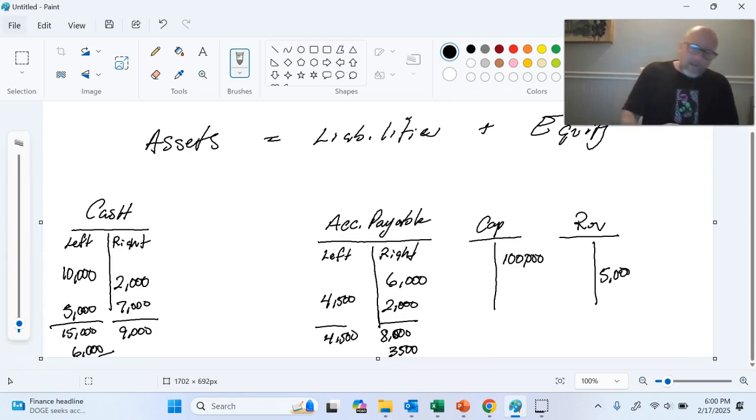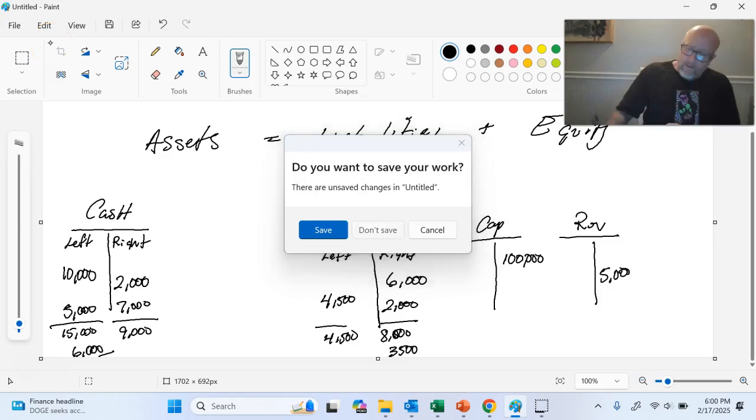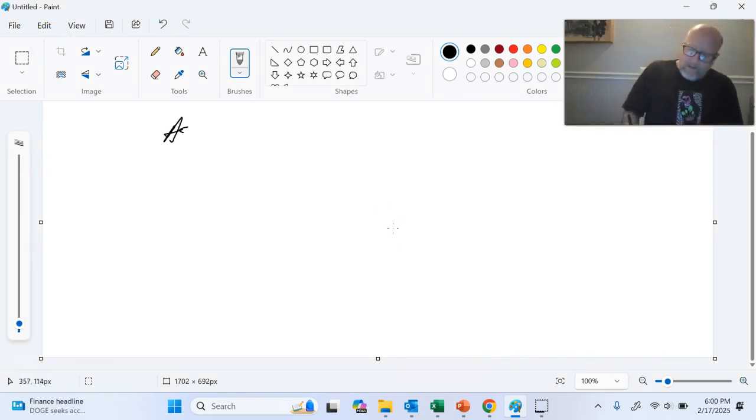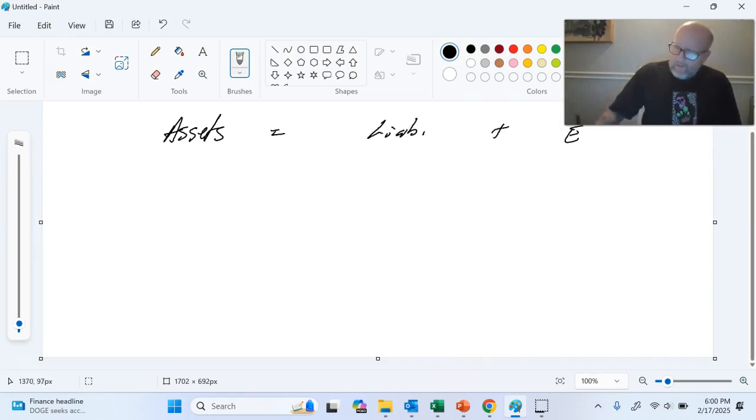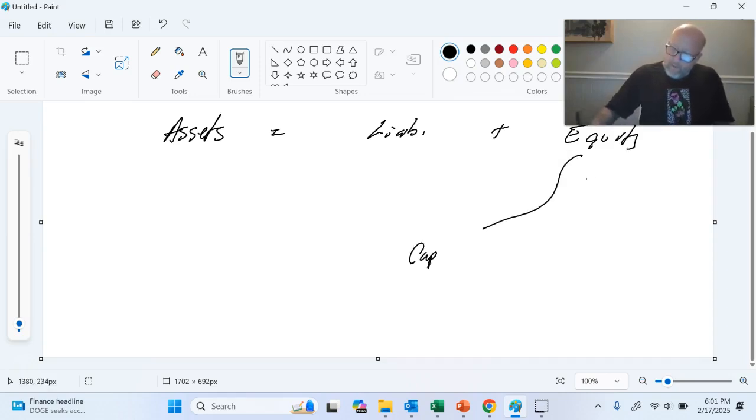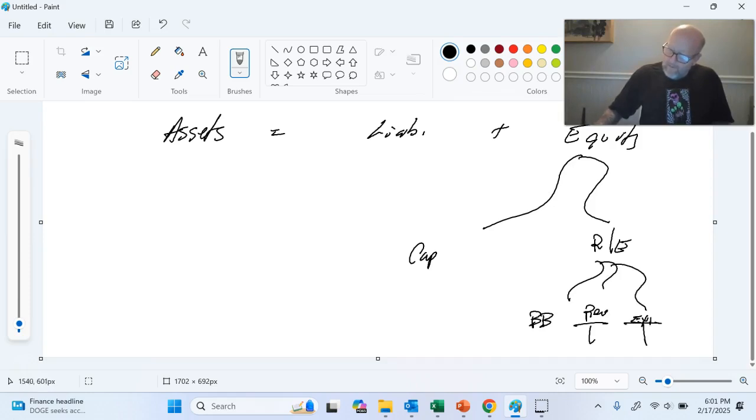Okay. I want to talk about two things that may be confusing. So now we have assets equal liabilities plus equity. And I want to talk about how we have capital and then we have retained earnings. Under retained earnings, we have a beginning balance. We have revenue. Then we have expenses and dividends.